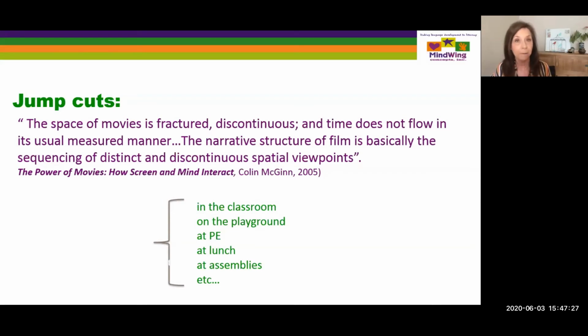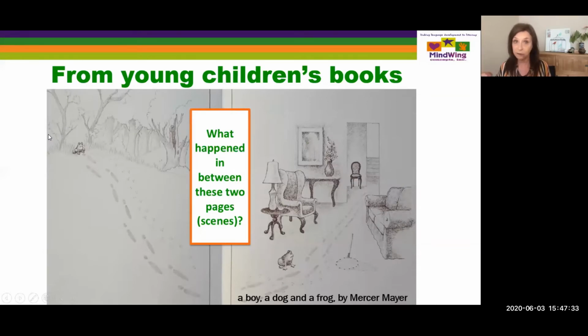So they're everywhere. And we also see them in books, because now let's start moving toward videos because we're going to end up at SOAR. Here's a very basic children's book, A Boy, a Dog, and a Frog by Mercer Mayer. These are two pages that are side by side. There is a huge jump cut in the middle of these two pictures. What happened in between? There's a frog on a hill, and then there's a frog in a living room. Is it two frogs? Many students with whom I work think that there are two different frogs because, again, they're not filling in the jump cut.